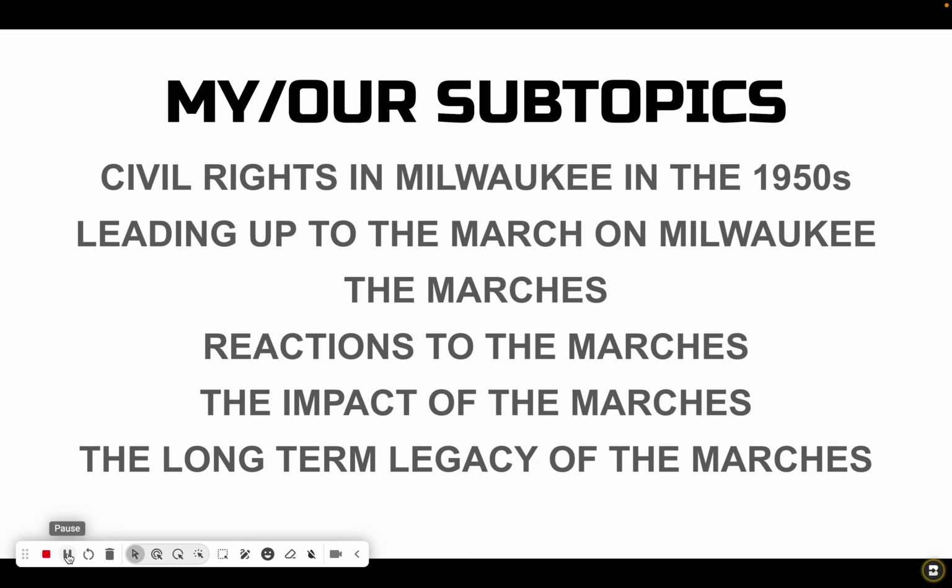Then I always like to look at things as, I've got an event. My event is the marches on Milwaukee, so my next bucket is what were the causes of the marches? What led up to the marches? Then I'm going to investigate the marches themselves. I'm going to look at how people reacted to the marches, because you do need to have different perspectives on your topic. That's part of the NHD process as well. It's part of the rubric.